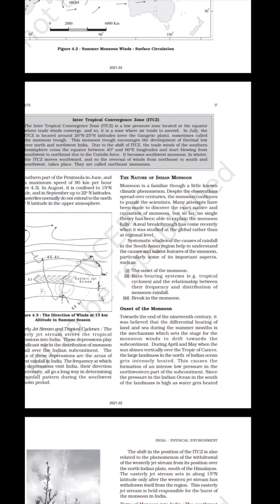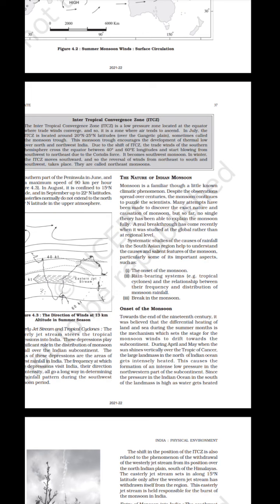The nature of Indian monsoons. Monsoon is a familiar thought, a little known climatic phenomenon. Despite the observations spread over centuries, the monsoon continues to puzzle the scientists. Many attempts have been made to discover the exact nature and causation of monsoon, but so far no single theory has been able to explain the monsoon fully.